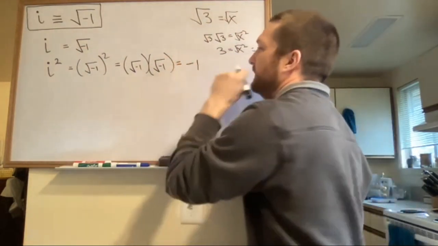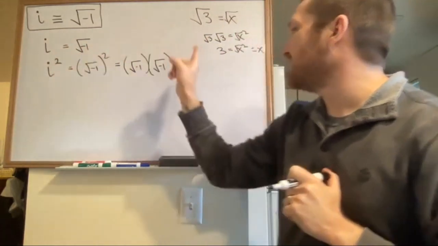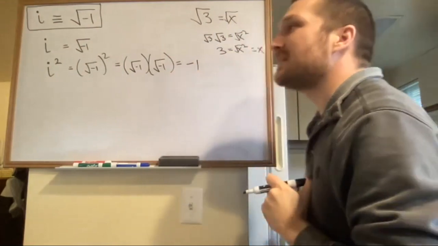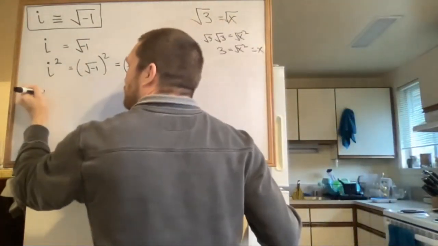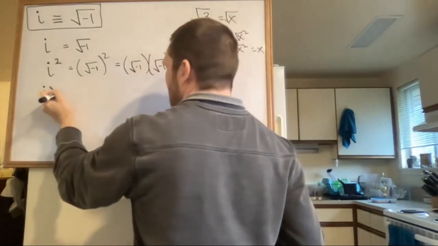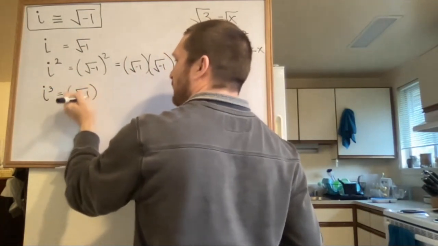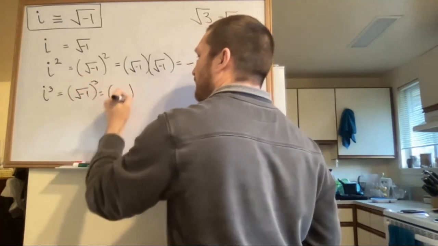Negative one. Okay, so this is the number that when you square it, it gives you negative one. Now let's notice something interesting about i. What happens when we cube it? Well, let's just see. I'm not going to use my brain yet. I'm just going to say, well, i means the square root of negative one. Cubing it means multiply it by itself three times.